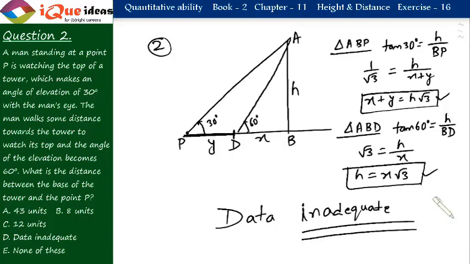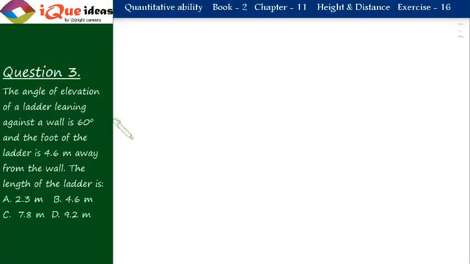Okay. But yes, if one of the values was given, you could have calculated the answer with the help of these two equations. I repeat, if any one of the values out of h, x and y was given, you could have calculated all the values. Okay. Now let's take up the next question, question number 3.